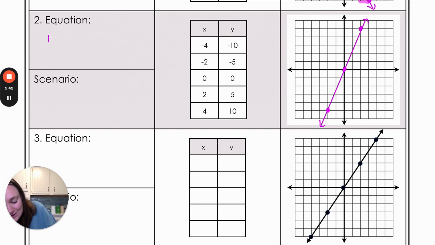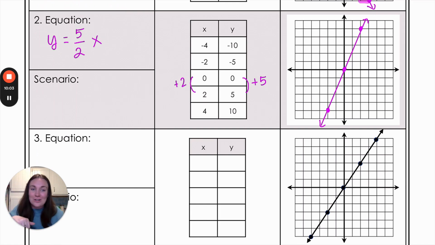So I have y equals, and I just need to find my slope. So we can find the slope from the graph or the table. We practiced both of them. So let's go from the table first. So my change in y, we are adding 5. My change in x, we are adding 2. So I would write that as 5 over 2 x. Change in y over change in x.